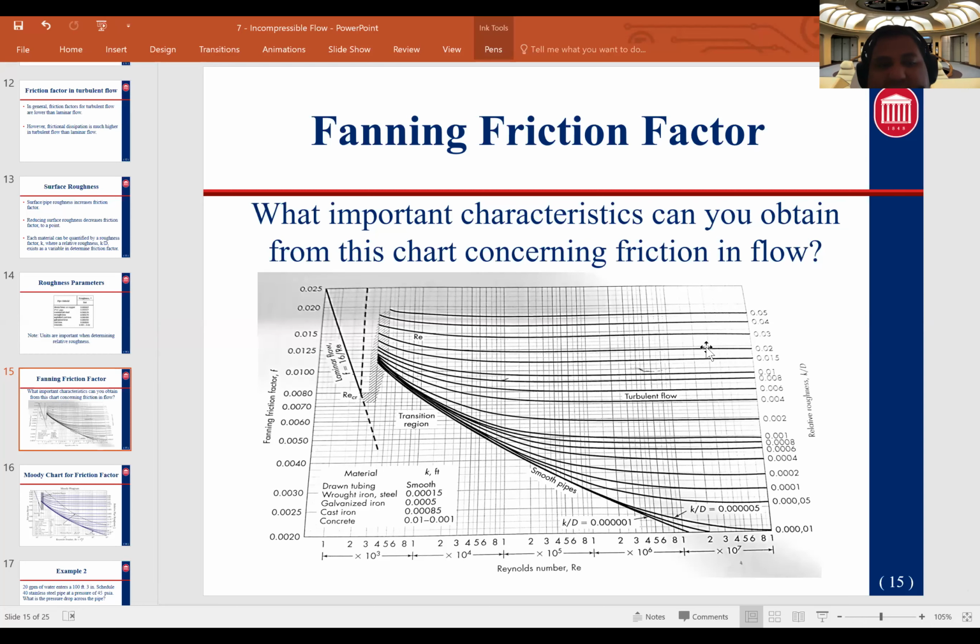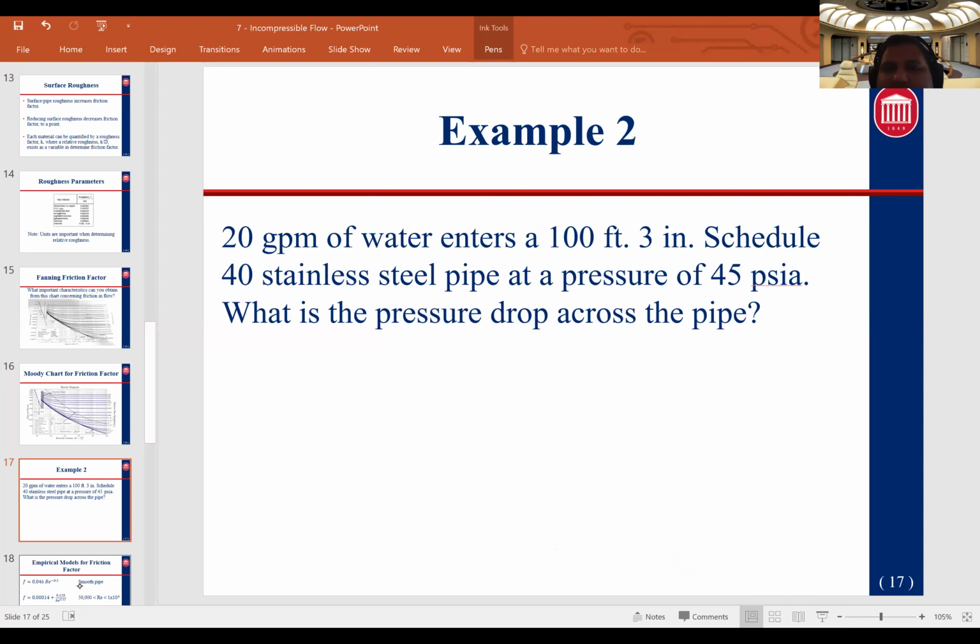So let's work together to work an example on calculating some pressure drops, frictional dissipation, and turbulent flow. So let's take a look at an example. If I have 20 gallons per minute of water traveling through 100 feet of 3-inch Schedule 40 stainless steel pipe, entering at a pressure of 45 psia, what is the pressure drop across the pipe?